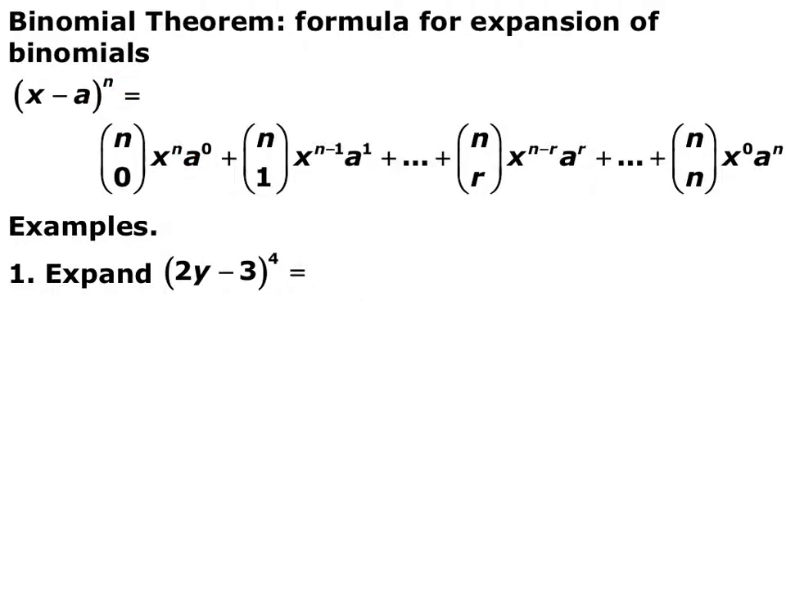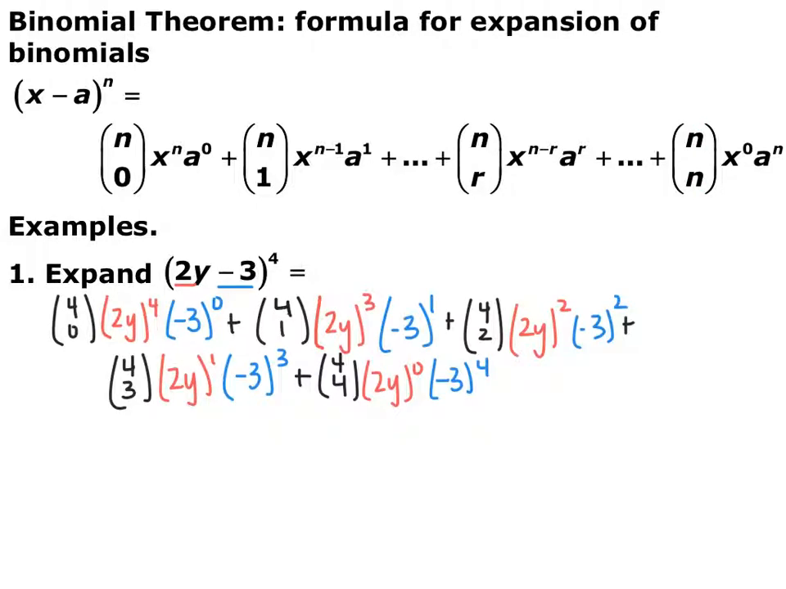The coefficients, or the number in front that these are going to be multiplied by, start at n choose 0, so 1, and then n choose 1, n choose 2, and n choose 3, all the way up until you have n choose n.